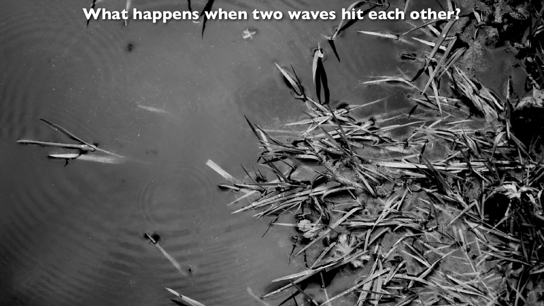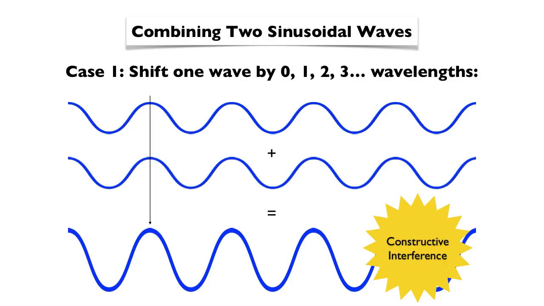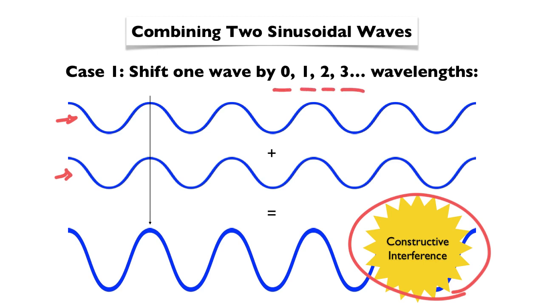And the big question we have is what happens when two waves hit each other? We're focusing on sinusoidal waves, so let's suppose we've got two sinusoidal waves. Now in the chapter, you've had a chance to look at two different cases. The first is constructive interference. I have one wave, here's my first wave, and my second wave is shifted by 0, 1, 2, or 3 wavelengths from it.